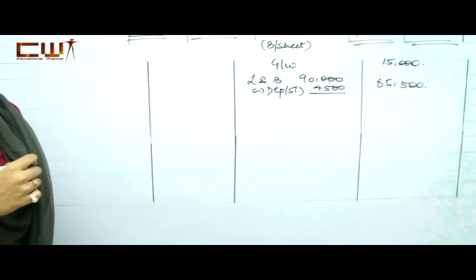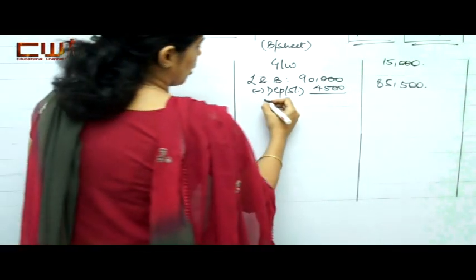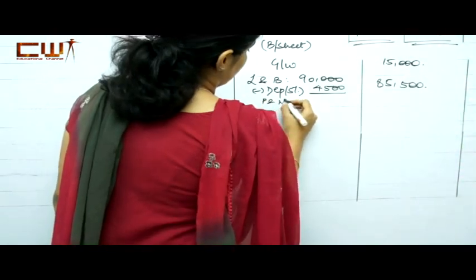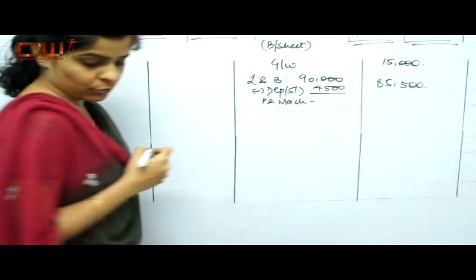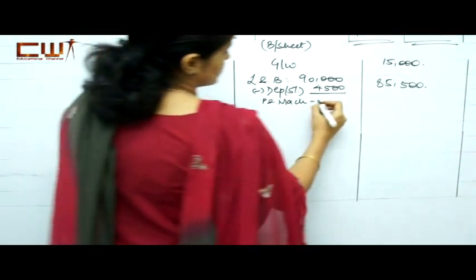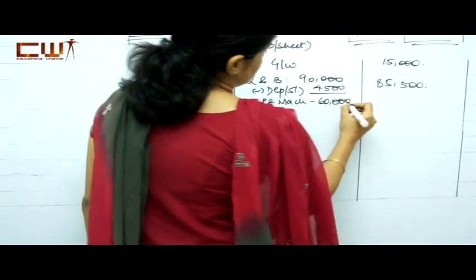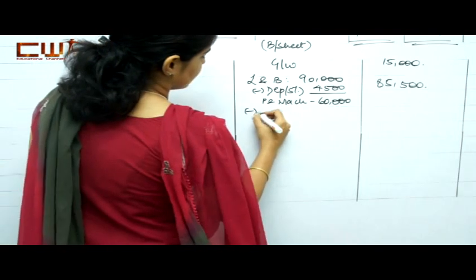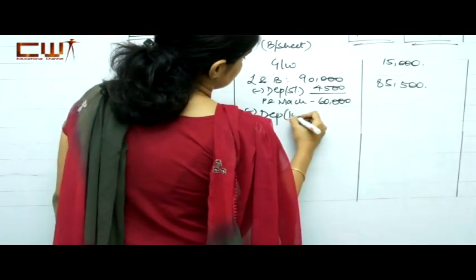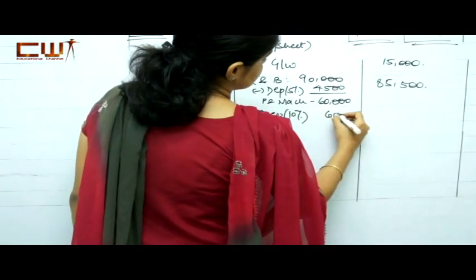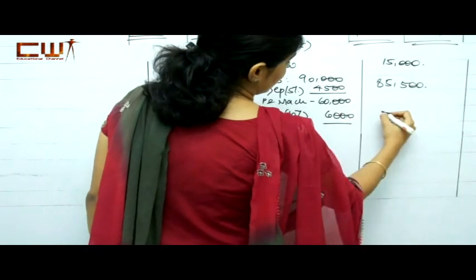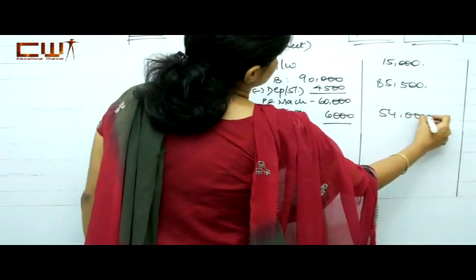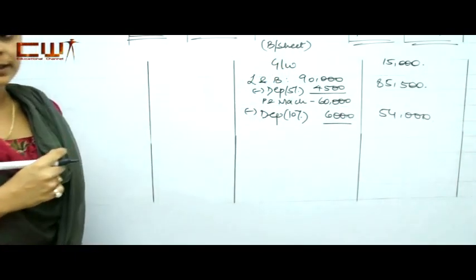Next is plant and machinery. See, plant and machinery, how much is given to you? Plant and machinery is given to you as 60,000 in the question, right? How much depreciation are you providing on plant and machinery? 10%. So subtract the depreciation of 10%, that is 6,000. So how much will come? 54,000 net amount.